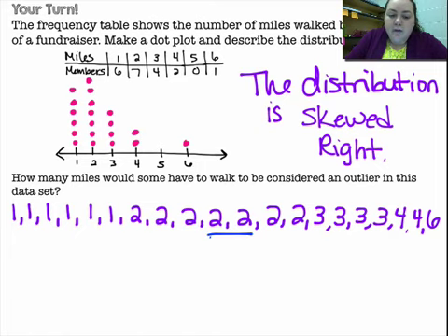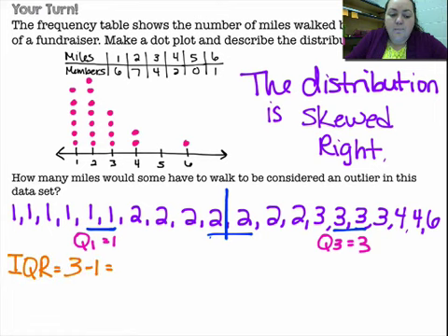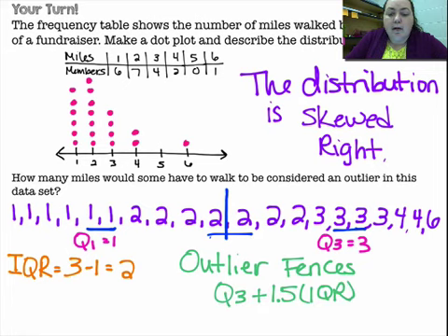So I'm going to find the median, which is in between a 2 and a 2, so it's 2. Then I'm going to find the quartile 1, which is 1, quartile 3, which is 3, and now I can find the IQR. So Q3 minus Q1 gives me 2. My outlier fence is going to be Q3 plus 1.5 times my IQR. So it's going to be 3 plus 1.5 times 2. 1.5 times 2 is 3. 3 plus 3 is 6.